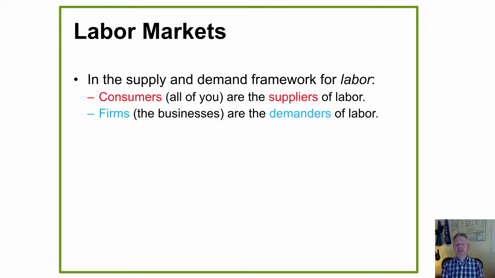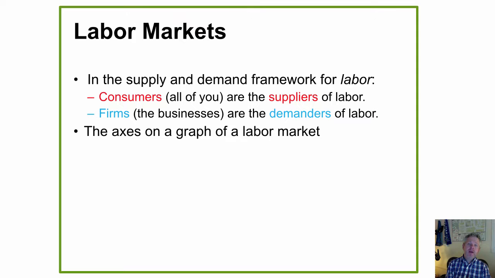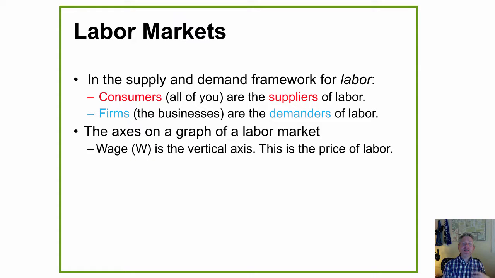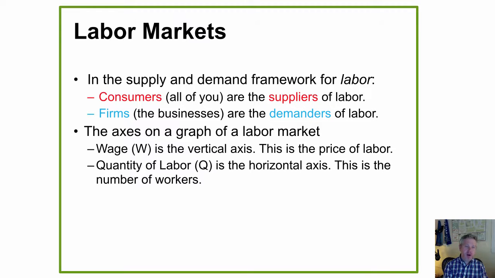We analyze things in the same way with supply and demand, but it's important to remember that now we're the suppliers of the labor, and firms are the demanders. Okay, so on the axis of a graph for the labor market, we usually call the price the wage. Wage is the price of labor, and the quantity of labor is on the horizontal axis. So this is the number of workers.